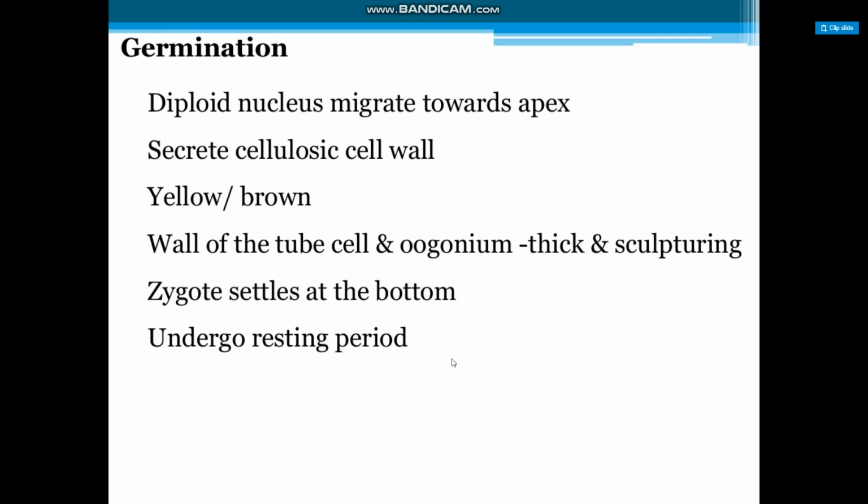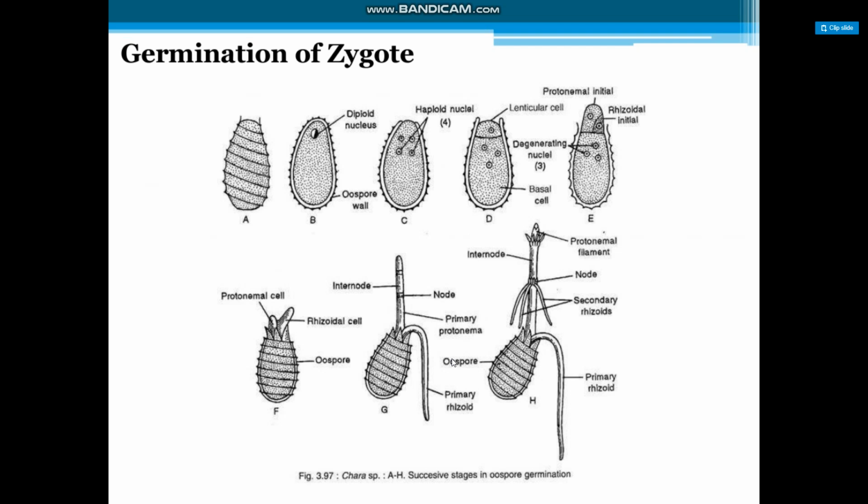Germination: the diploid nucleus migrates towards the apex and secretes a cellulosic cell wall, yellow and brown, along with the wall of the tube cell of the oogonium, which is thick and sculptured. The zygote settles at the bottom and undergoes a resting period. This is the germination of the zygote; these are the successive stages in oospore germination.